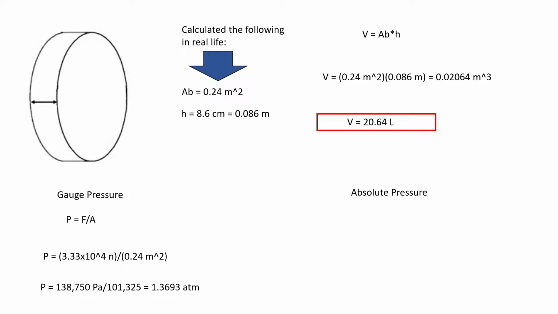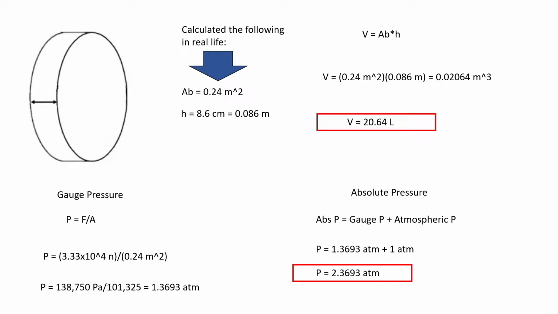Then the amount of gas needed to fill the airbag at this pressure is computed by the ideal gas law. But we have to use the absolute pressure, and to calculate the absolute pressure, we add the gauge pressure and the atmospheric pressure. That is 2.3693 atmospheres. And finally, we use the ideal gas law, PV equals nRT. We have our data, the pressure, the volume, the constant R, and we assume that it happens at 25 Celsius degrees, that is 298 Kelvin.